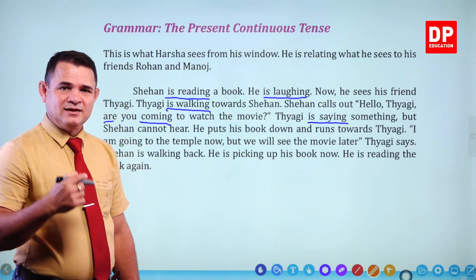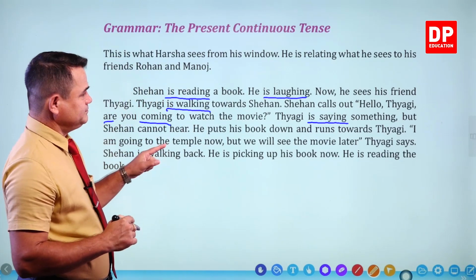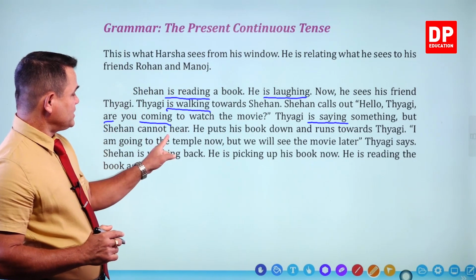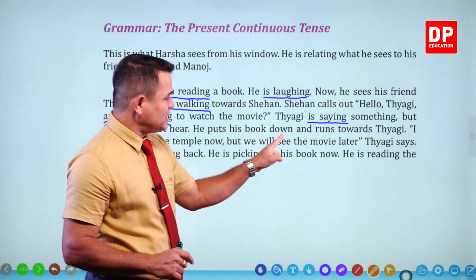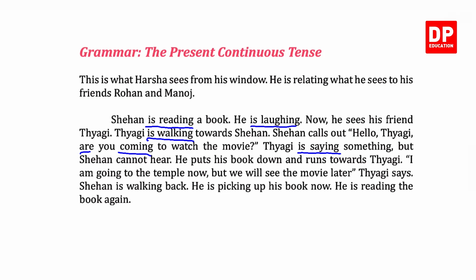Right? Now happening. And Chan cannot hear. He puts his book down and runs. Runs there, the simple present tense.